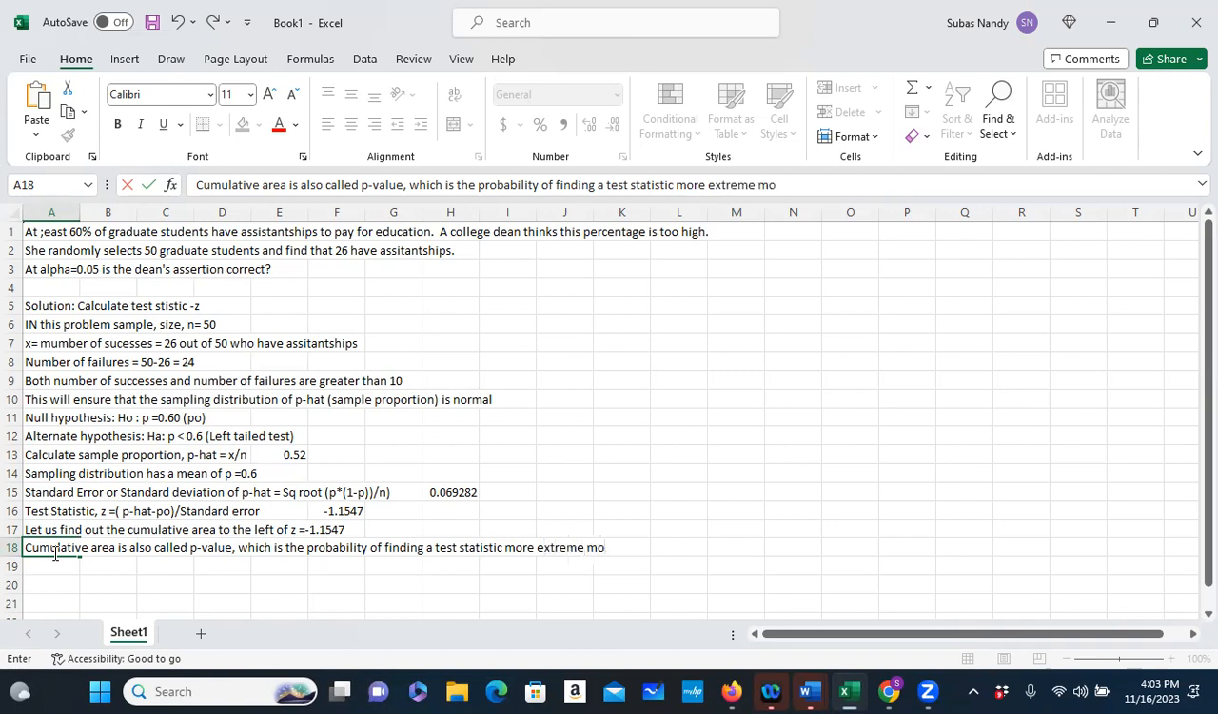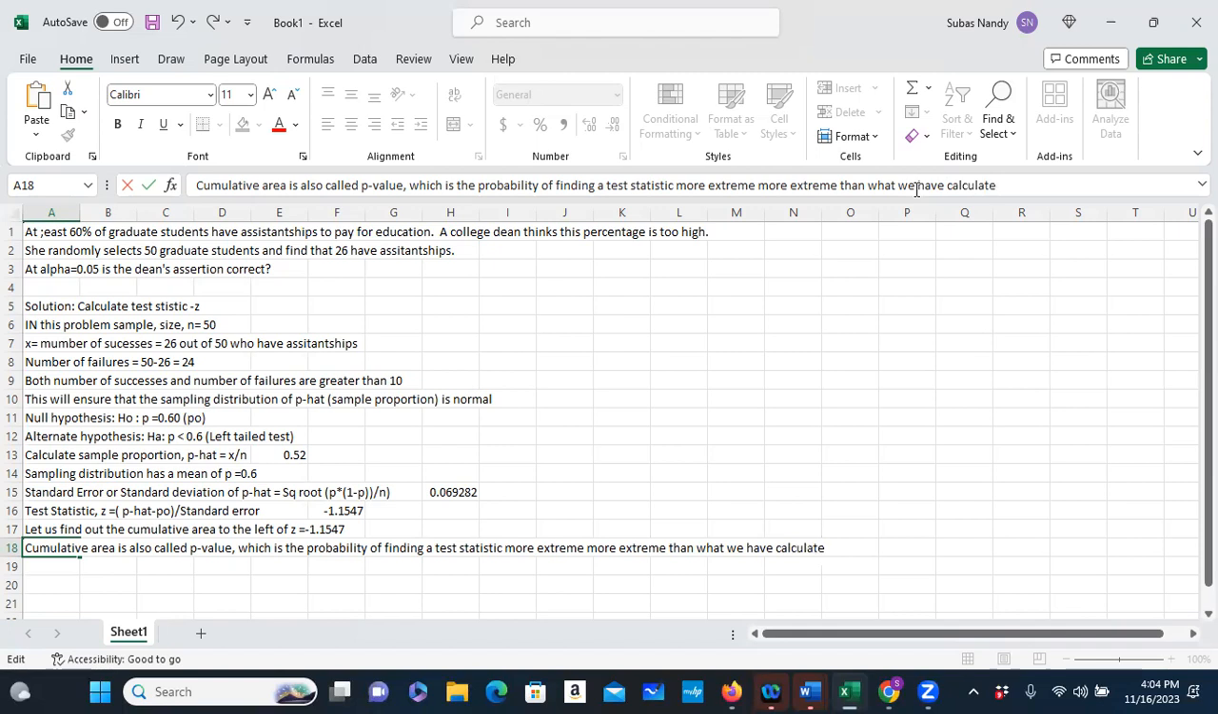More extreme than what we have calculated. More negative, that means, than what we have calculated. So how do I find the area to the left of minus 1.1547, or what we have calculated? That is more negative than minus 1.1547.